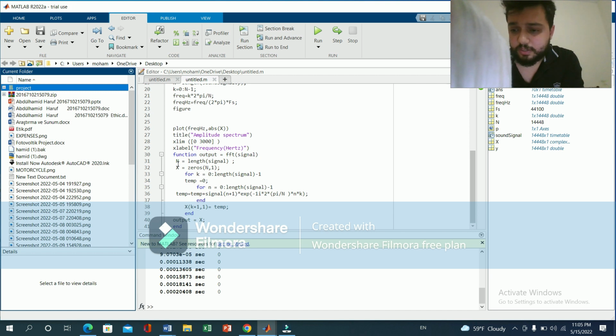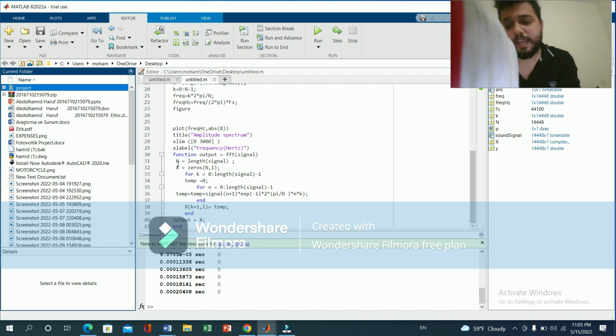Maybe you want to draw the spectrum, like for example minus pi over 2 to pi over 2, using fftshift function. You can draw the spectrum between minus 2 pi.